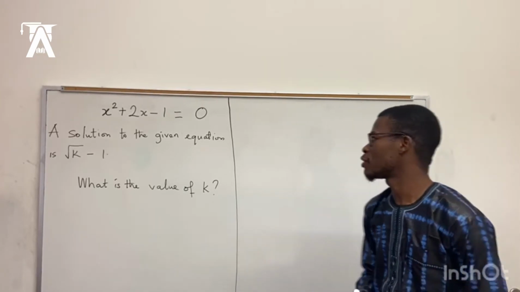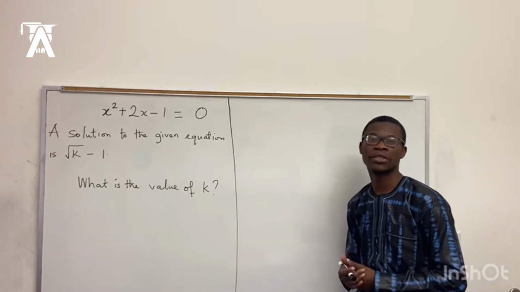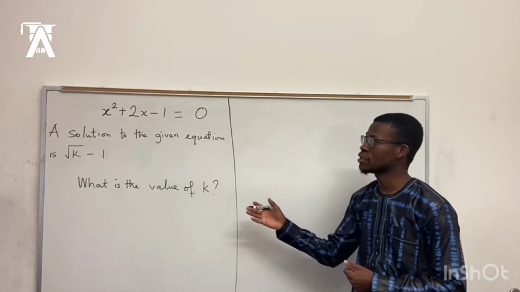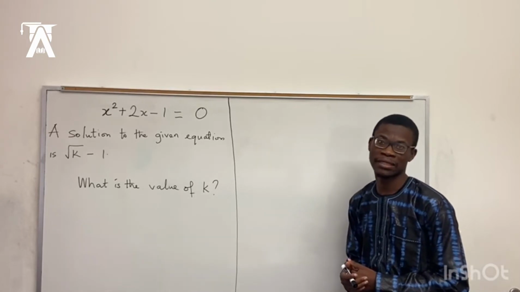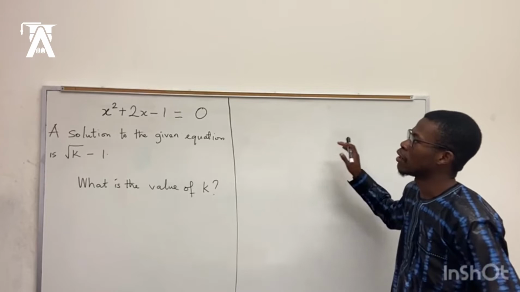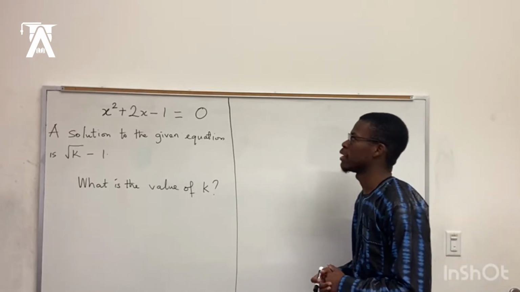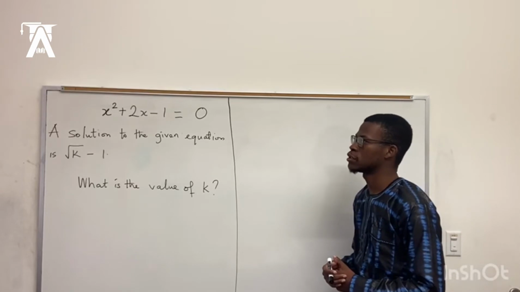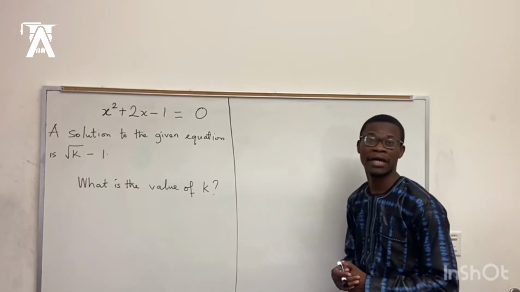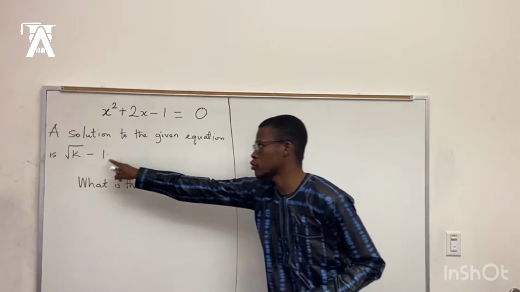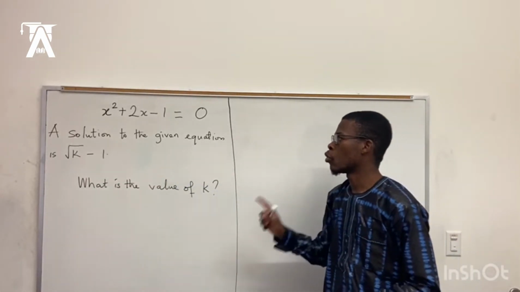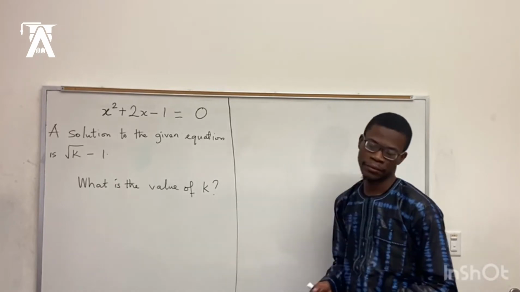So today we have a question from the October 2022 SAT exam. This is one of the hard questions on that exam. So it says x squared plus 2x minus 1 equals 0. A solution to the given equation is square root of k minus 1. Now, the minus 1 is separate from the square root of k. What is the value of k?